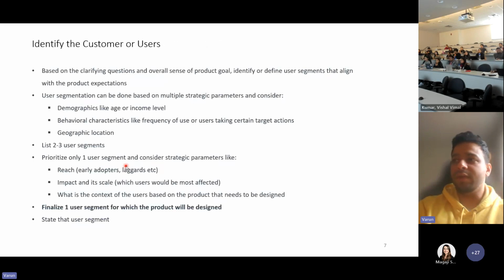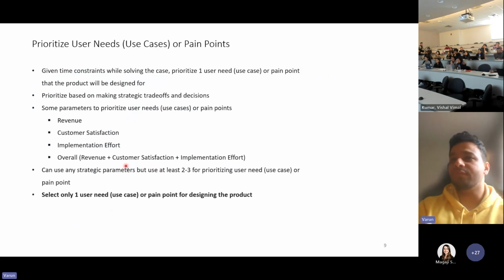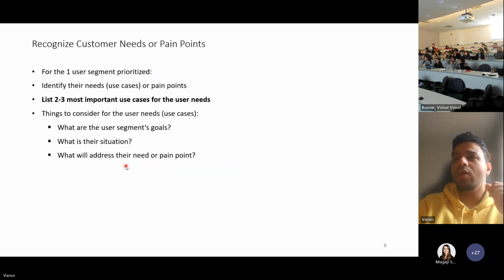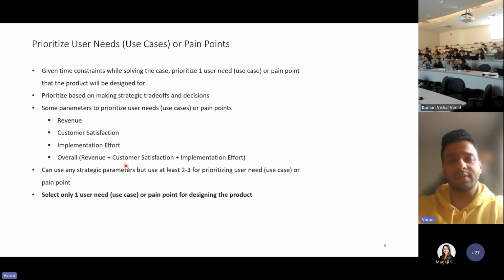And to summarize real quick, you identify the user, you check 2 to 3 user segments, you prioritize one user segment. For that user segment, you check 2 to 3 use cases or pain points, and then out of those, you prioritize one pain point, right? This is basically going top down into a funnel to really be more specific. And again, these are super important specifics, because if you just mention, sorry, 2 to 3 pain points and do not prioritize one, you're going off track, because then you're not doing something specific that the interviewer expects, right? So you have to be very specific.